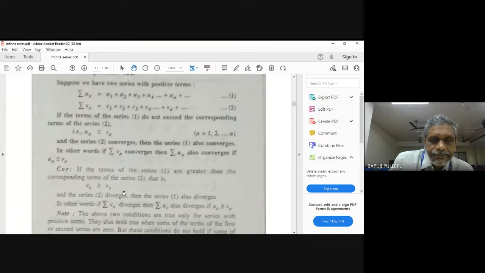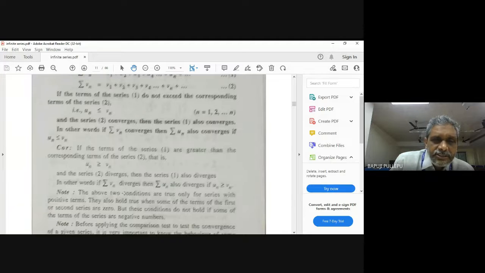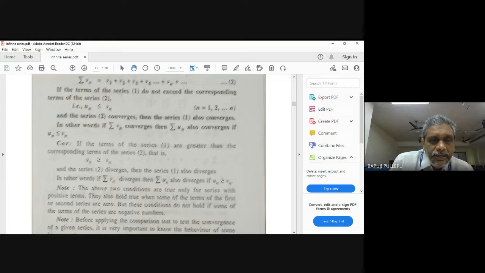The corollary is what? A different case. If the terms of series 1 are greater than the corresponding terms of series 2, then it diverges. If series 2 diverges, then series 1 also diverges. In other words, if Vn diverges, then Un also diverges, with Un greater than or equal to Vn. Correct? The above two conditions are true only for series with positive terms, not negative terms, only positive terms.